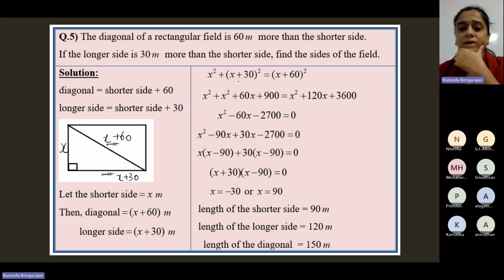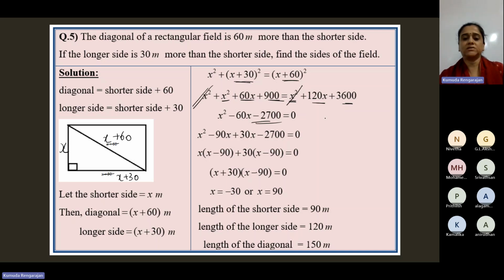So how do we expand x plus 30 the whole square? A square plus 2ab plus b square. Don't forget 2ab. Here also x plus 60 the whole square: a square plus 2ab plus b square. X square on either side gets cancelled. Okay, then this is the equation. I split the middle term.